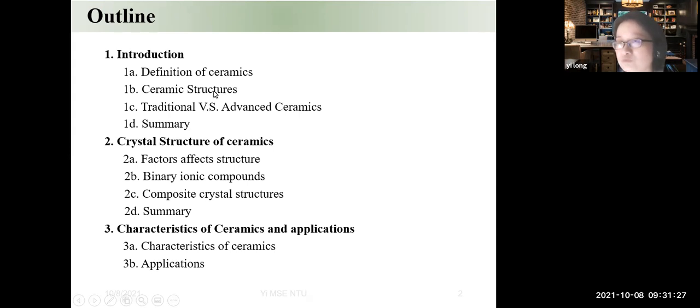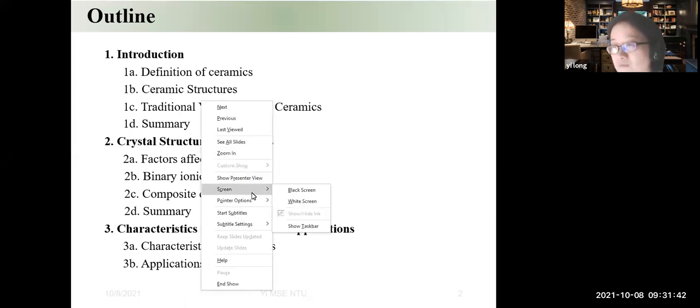So this is week 1. We have definitions of ceramics and ceramic structures, traditional and advanced, and we also spent a pretty long time explaining the crystal structures of ceramics and their characteristics. Maybe I will use a bit of my pointer here.